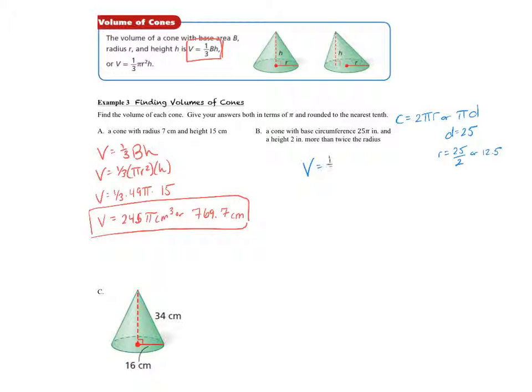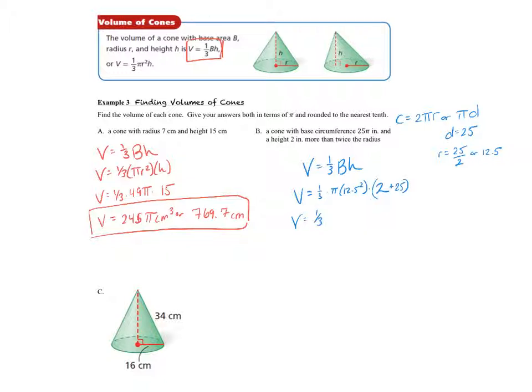So when we do our 1/3 capital BH, then we have 1/3 times pi r squared, so 12.5 squared, times the height, which it said is 2... Oh, 2 more than twice the radius. Oops. Times 2 more than twice the radius. Twice the radius was 25. So 2 plus 25, which is going to be 27.